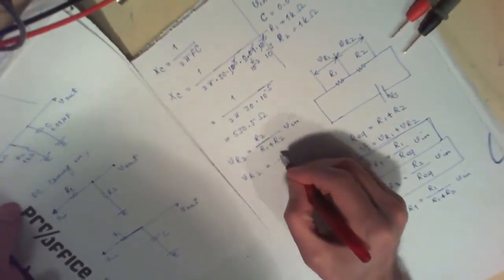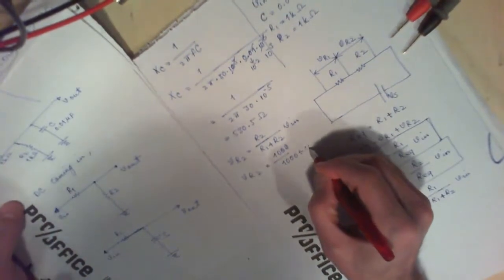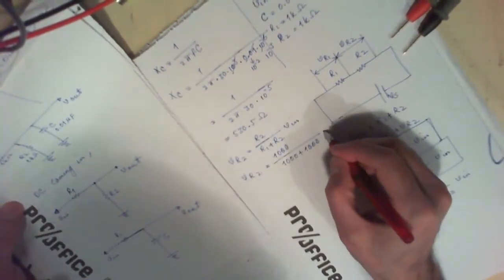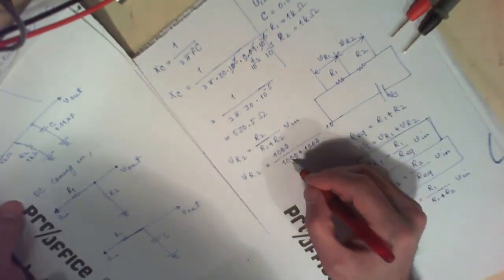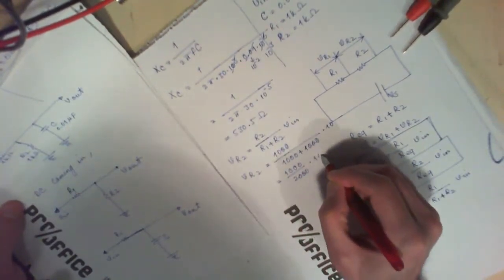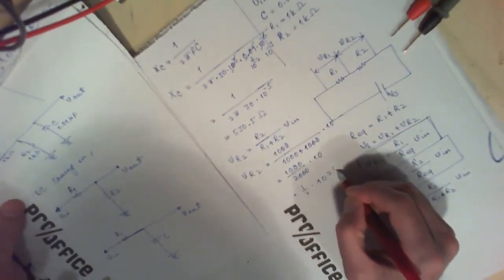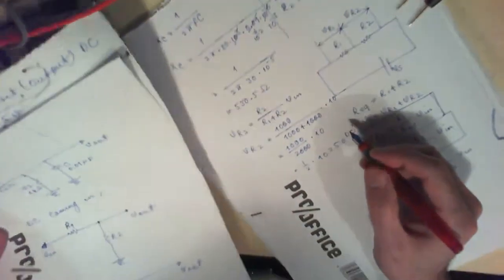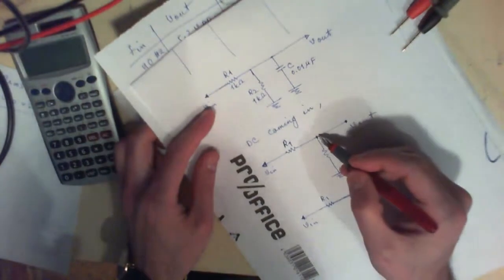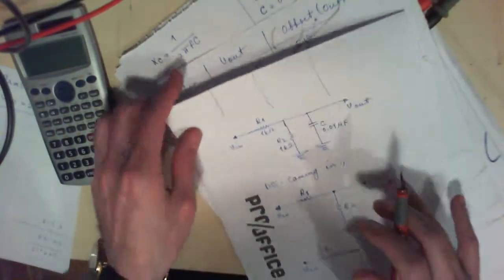So V of R2 would be equal to, for example, 1000 ohm over 1000 plus 1000 times 10 volts. So this is actually 1000 divided by 2000 times 10, which is 1 by 2 times 10, equal to 5 volts DC. Okay, so 5 volts DC is the voltage that you would get here, and that's what we actually got on all of these DC offsets that we had here. So that's basically that.